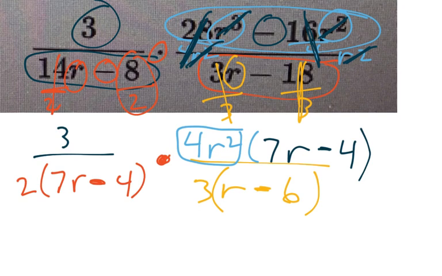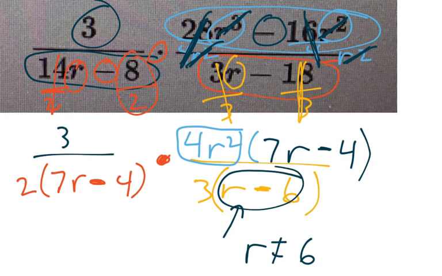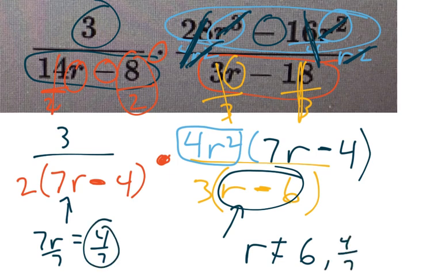What are my excluded values? Well, notice right here, R cannot equal 6, because 6 minus 6 would make that 0, right? And right here, 7R itself cannot equal 4, because 4 minus 4 is 0. Dividing by 7, we know 4/7 is also excluded.